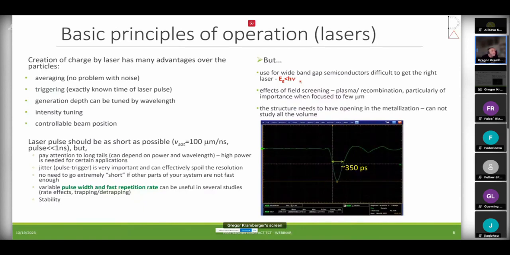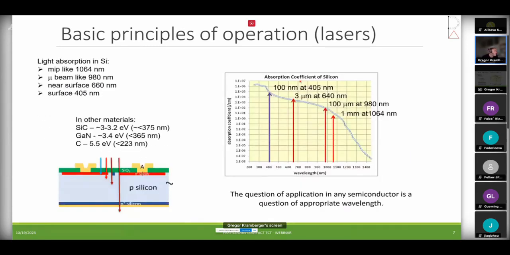Then you have different effects due to the laser pulses. If they're focused, you can create a lot of charge, and you can have screening effects, or what is called plasma effect. And of course, the most important one is that if you want to study the structure that is underneath the metal, you cannot access this with a laser. So you need to design your devices with this in mind.